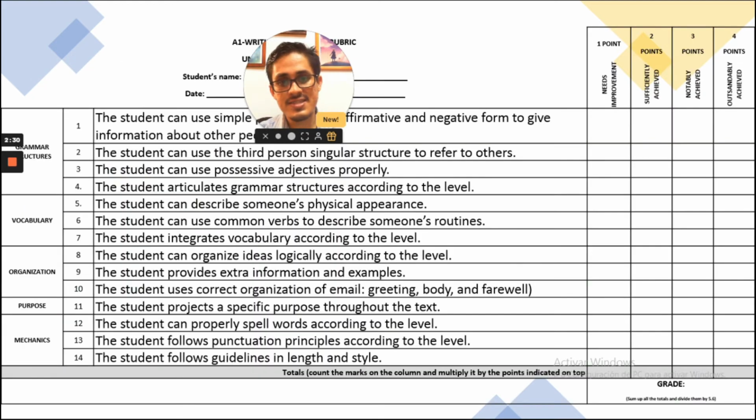But if we see this example, we have a very specific rubric in which we are addressing grammar structures, vocabulary, organization, the purpose, and the mechanics. As you see, we have 5 criteria to analyze instead of only checking grammar and mechanics through punctuation and spelling. But we have to check if the student is able to transmit an idea.